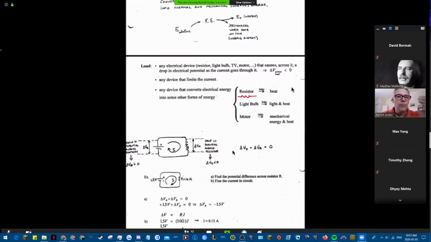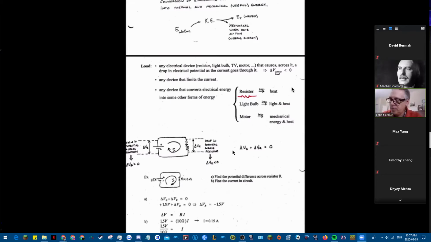A light bulb takes electrical energy and converts this into light energy plus heat. There's always heat. There's always thermal energy, except for one special exotic material. Whenever you have electricity, it always generates thermal energy. All right. So a light bulb, of course, is this.